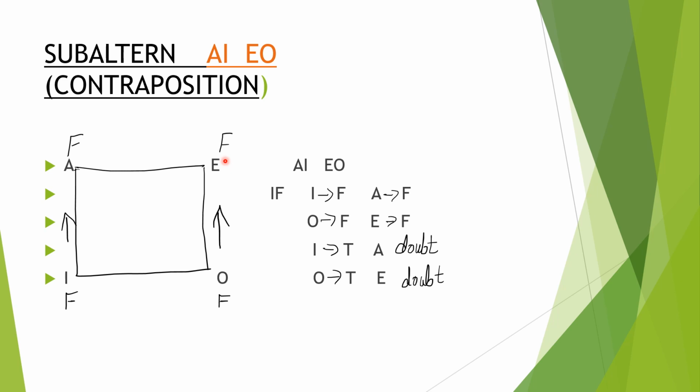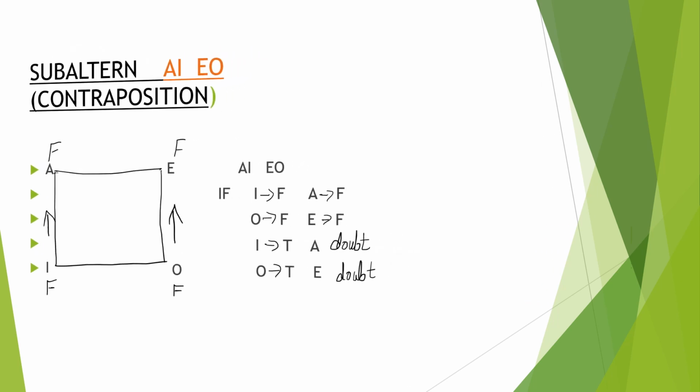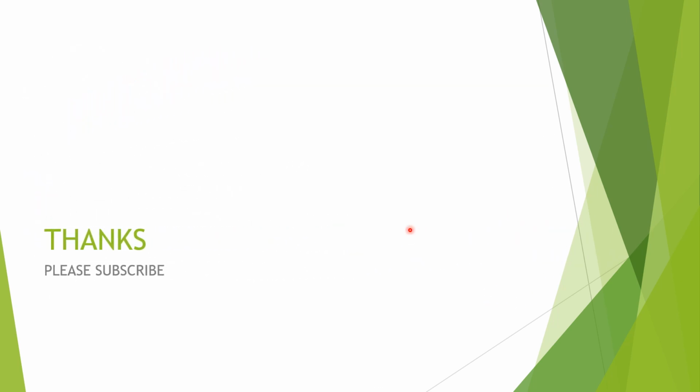This is called contraposition. It is also called subaltern. This is the method: if A is false, it is doubtful. If I is false, then A is false. If O is false, then E is false. So I think you are clear, you might have gotten an idea about the square of opposition.